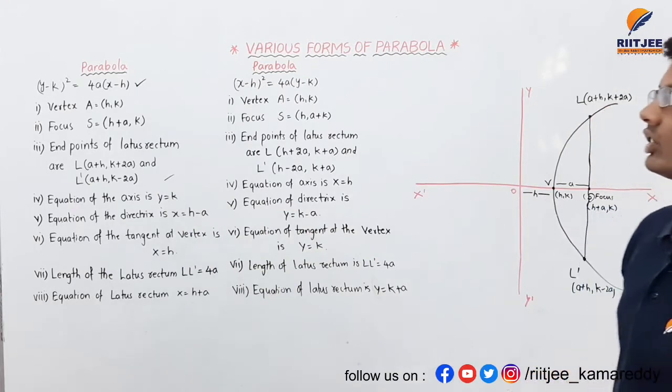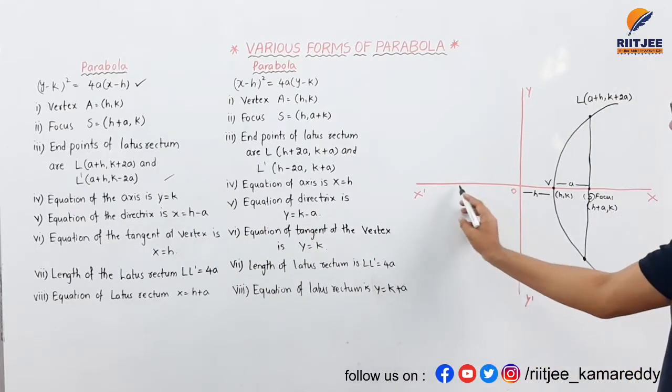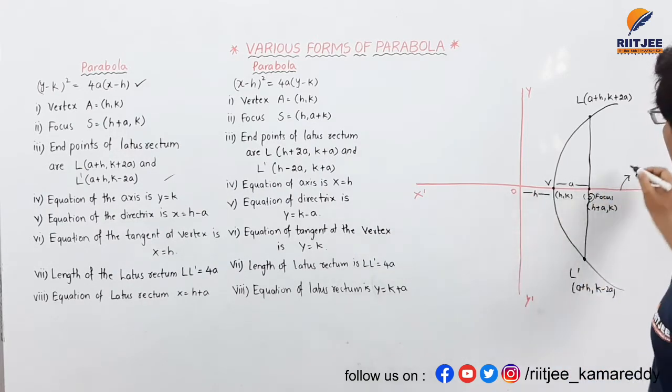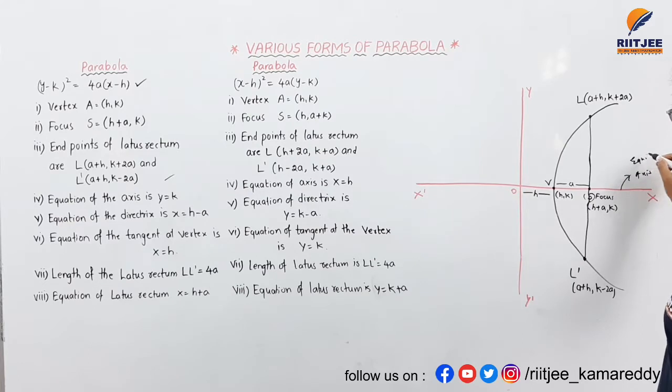The equation of the axis: this is the axis here. Then what will be the equation? It is parallel to the x axis, so y is equal to k. This is the equation of this axis.